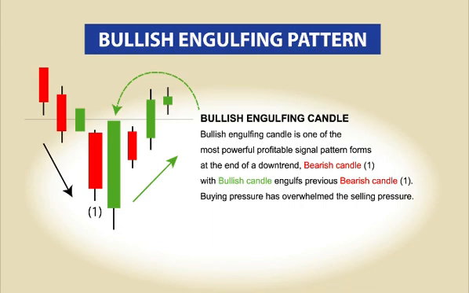Bullish engulfing pattern. The bullish engulfing candle is one of the most powerful profitable signal patterns. At the end of a downtrend, a bearish candle, 1, with a bullish candle, 2, engulfs the previous bearish candle. Buying pressure has overwhelmed the selling pressure.